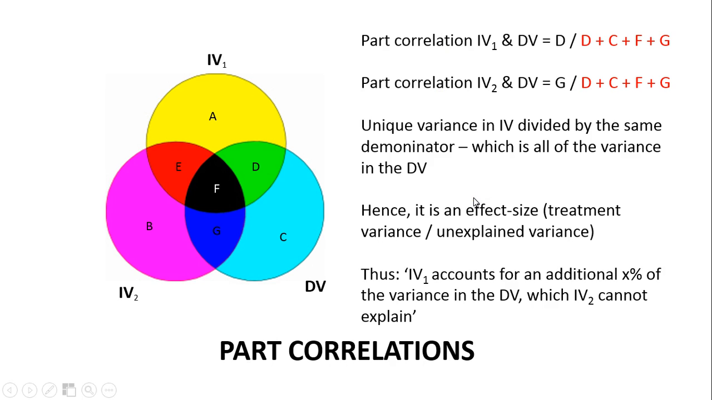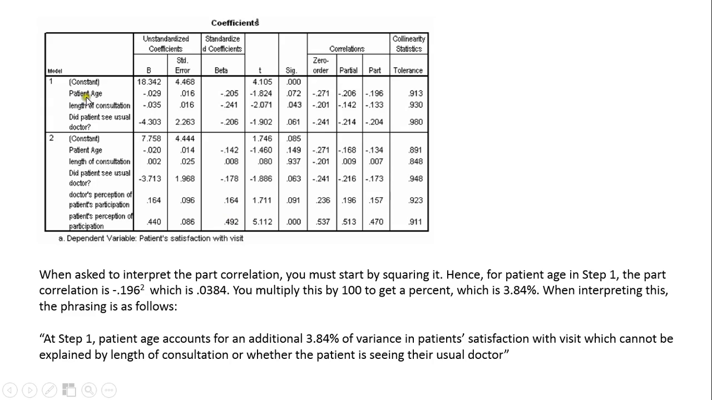So I'll show you how to interpret it. Again, looking at patient age, I'll just quickly explain, you need to square this, so negative 0.196, if you square that, you get 0.0384. You multiply that by 100 to get a percent, so it's 3.84%. So you would say at step 1, patient age accounts for an additional 3.84% of the variance in patient satisfaction with visit, which cannot be explained by the other variables at that step, which cannot be explained by length of consultation or whether the patient is seeing their usual doctor.